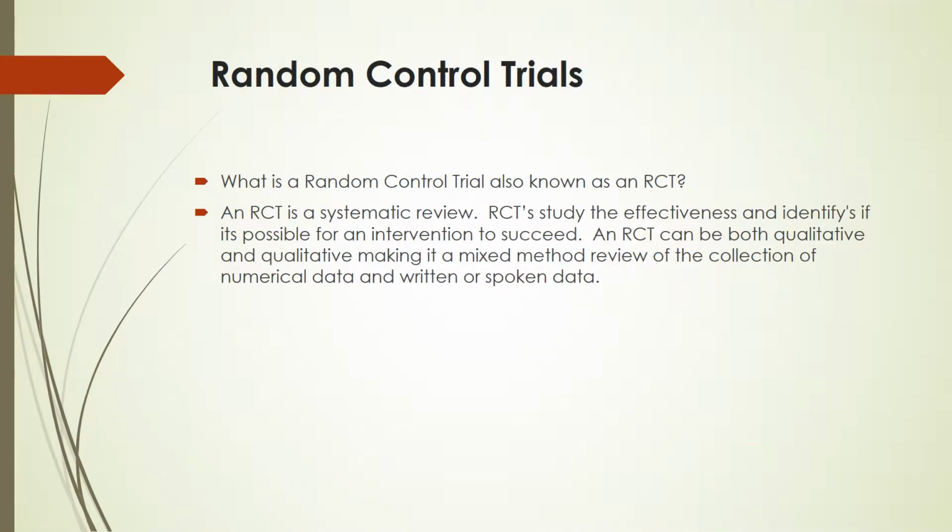A randomised control trial is also known as an RCT, which is a systematic review. It's a study of the effectiveness of an intervention to succeed. A mixed method review of an RCT has qualitative and quantitative components. These are two different ways of collecting data. Qualitative is the collection of data which is written or spoken, and quantitative is the collection of numerical data.